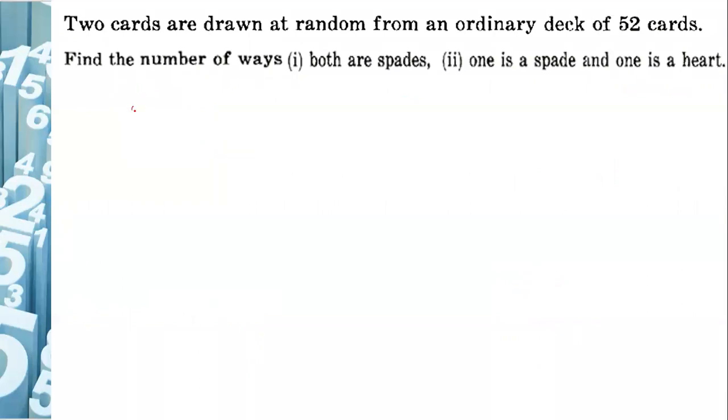Now, generally 52 cards are there. You have to select 2 cards. How many ways are there? So simple: C of 52 comma 2, which is 52 into 51 by 2 into 1. I cannot calculate it, you do it. This is generally, with no condition. Just 2 cards you have to select from 52. So this is the number of ways.